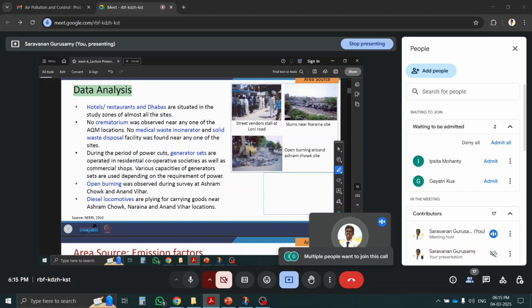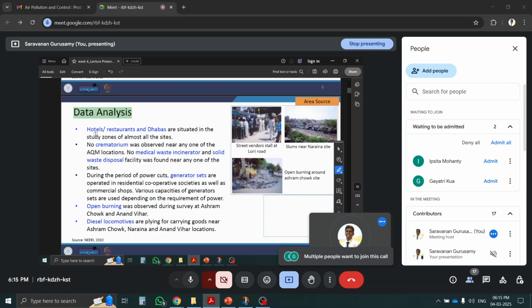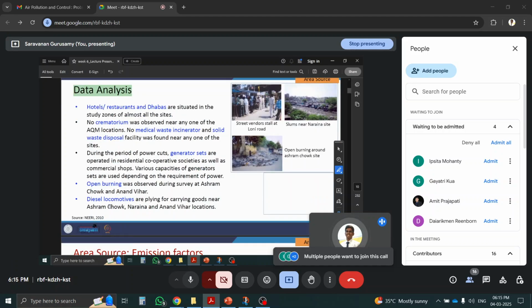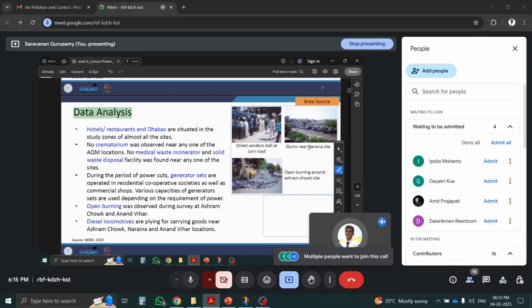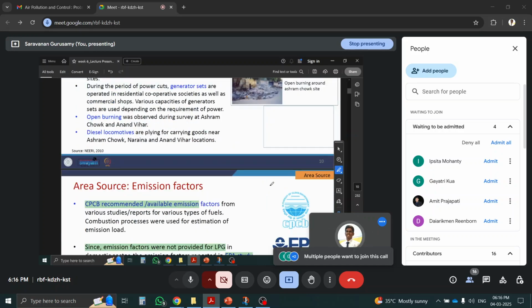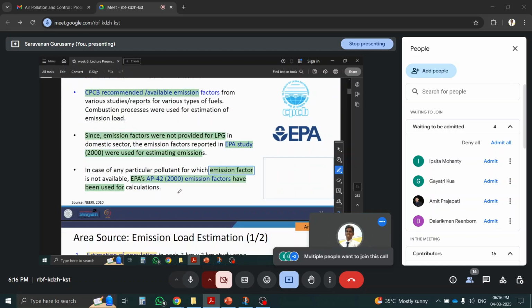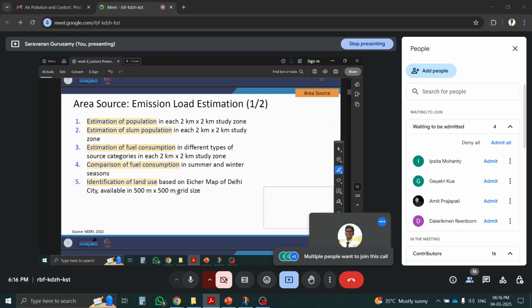And then data analysis. If you see, for the data analysis, these are the sources like hotels, crematorium, medical waste incineration plant, generator sets, open burning, diesel locomotives. You can see lots of photos from the study area. And the area emission factors were calculated from the CPCB recommended values, and from EPA studies they have taken the correction factors. Then the load estimation was calculated.